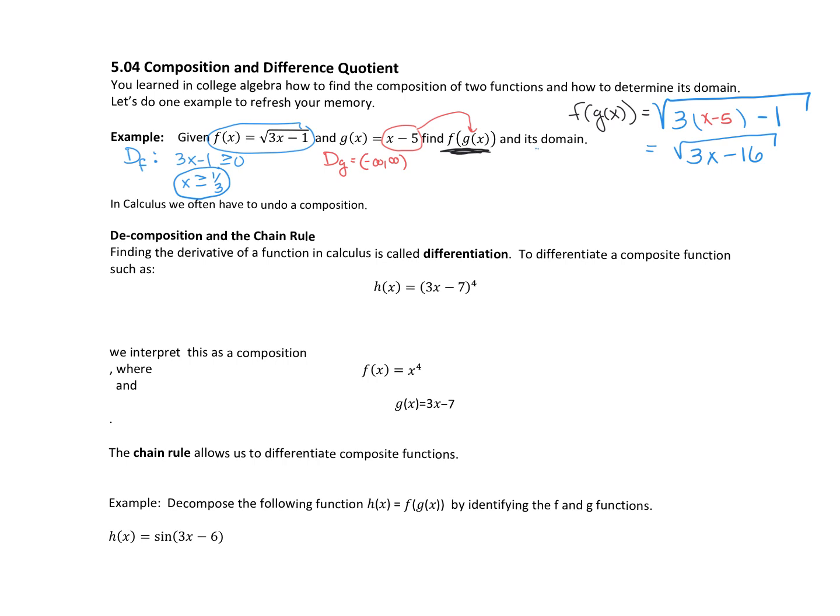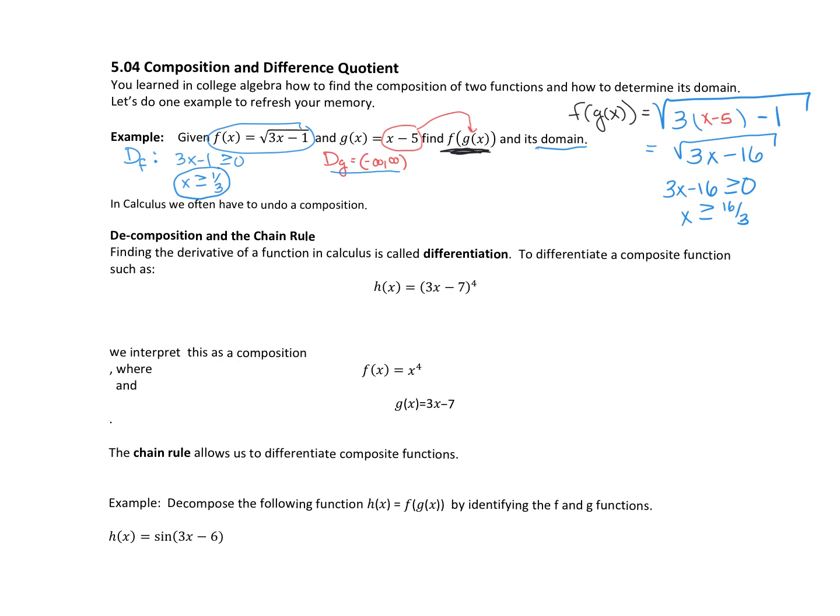Now, the domain of a composition, you have to be careful. The domain has to first be inputs that are okay for the inner function, and then those outputs have to be okay for the outer function. So what we know is we can plug anything we want into g, so that's not an issue. But we do know that 3x minus 16 has to be greater than or equal to 0. So x has to be greater than or equal to 16/3.